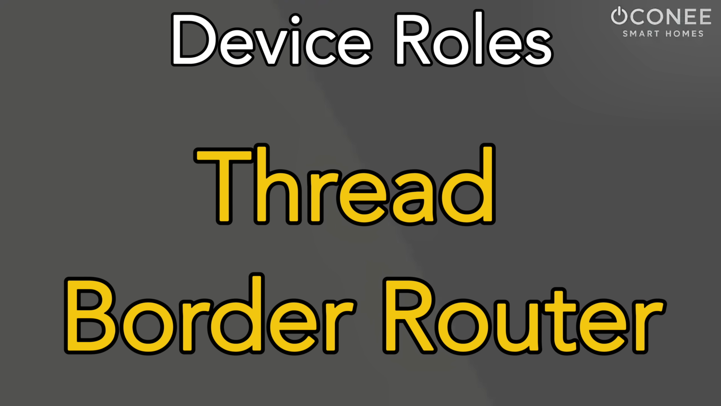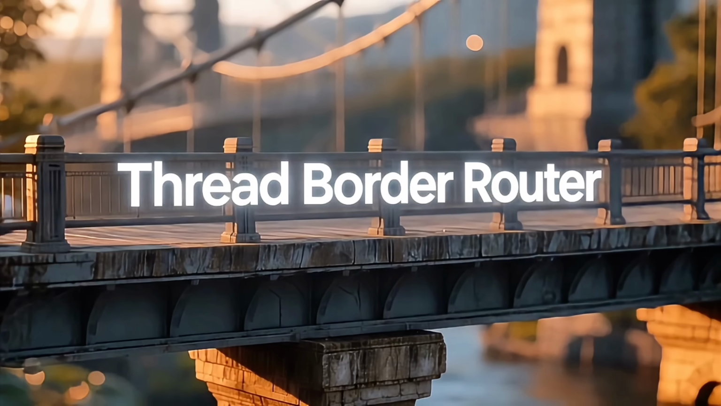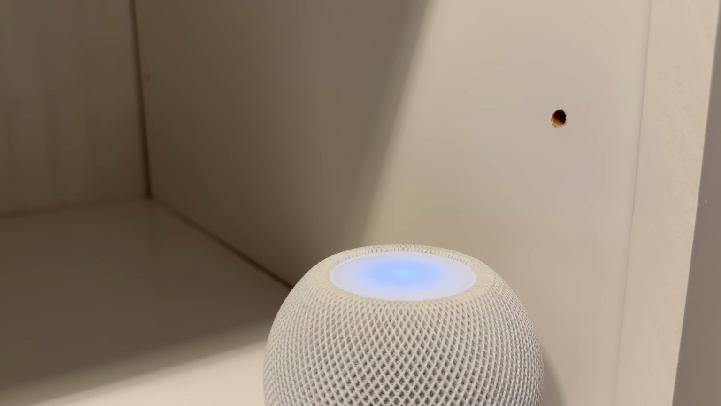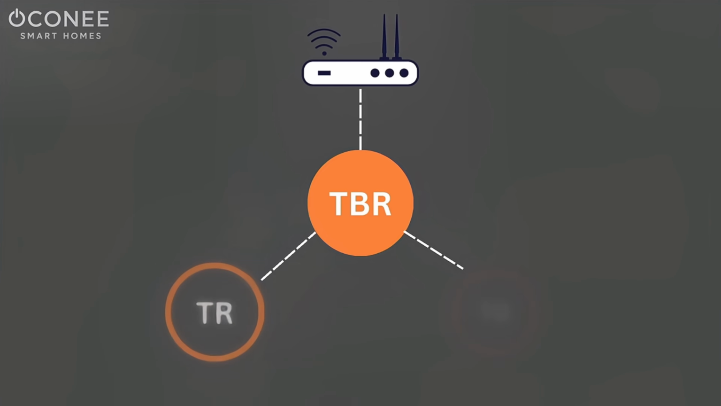First, there's the Thread border router. The border router is the bridge between your Thread network and your main IP network. It allows your phone, automations, and smart home system to communicate with your Thread devices. Examples of this include the Apple TV 4K, HomePods, some Eero and Echo devices, and certain brand-specific hubs like Aqara or IKEA. Next are Thread routers, sometimes called mesh extenders.